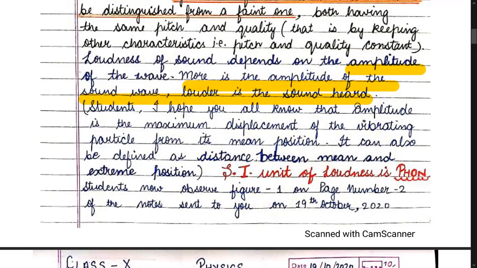Now, students, I hope you all remember what is amplitude. Amplitude is the maximum displacement of the vibrating particle from its mean position. Very good. And it can also be defined as distance between mean and extreme position. So loudness depends on amplitude, and amplitude is the distance between mean and extreme position.